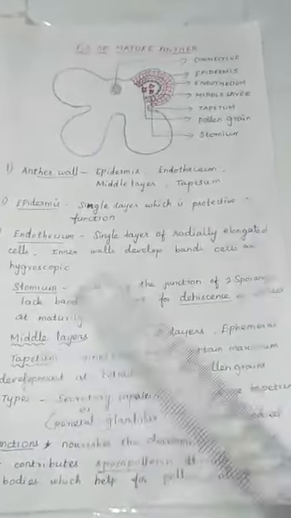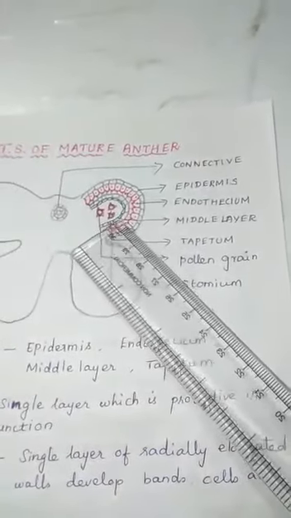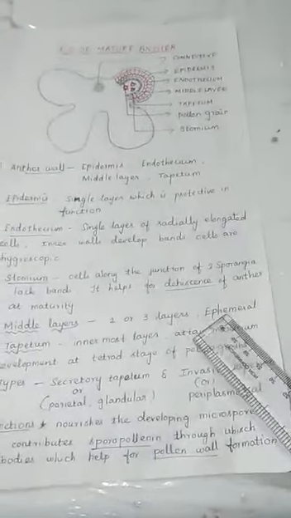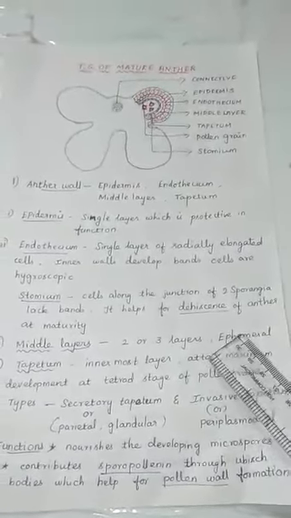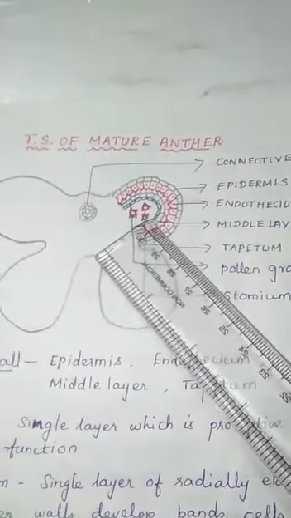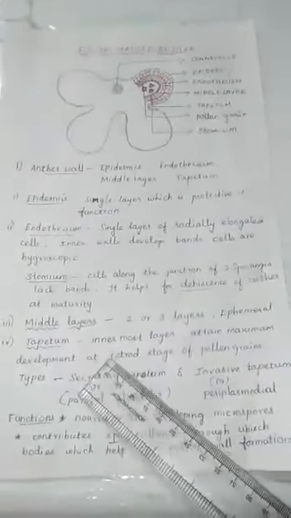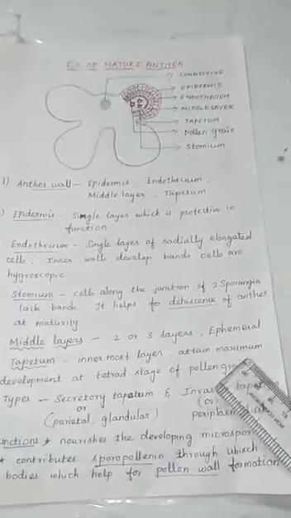Next one, middle layer. Here 2 or 3 layers form the middle layer, and it is ephemeral. What is the meaning of ephemeral? It is short-lived. Last one, tapetum. This is tapetum, the innermost layer of the anther wall. Here it attains maximum development at the tetrad stage of the pollen grain.